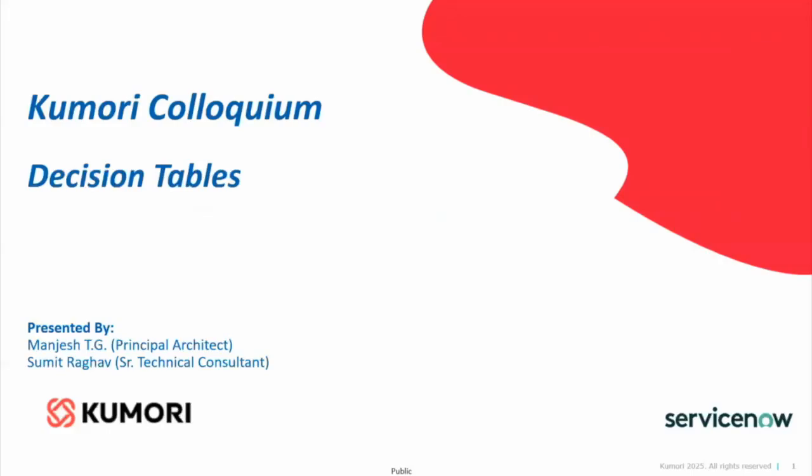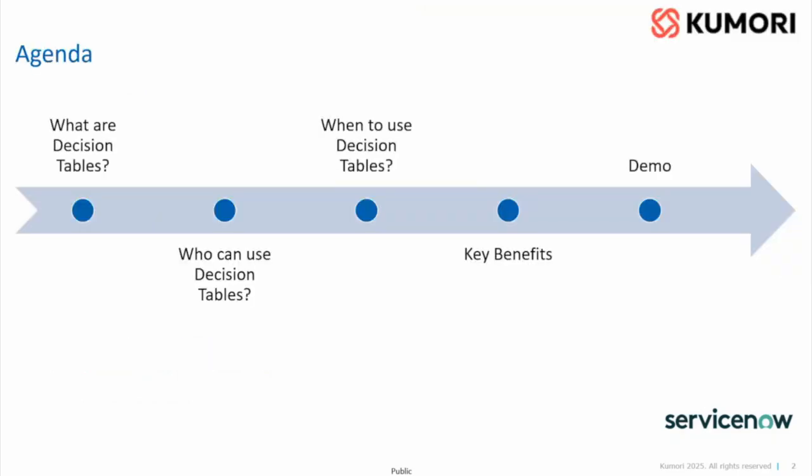Skip that. So today's topic is basically decision tables. The session is driven by 5 key points. We are going to explain what decision tables are, who can use them, when to use them, what their key benefits are, and at last we are going to cover an extensive demo regarding decision tables, their use cases, and how we can use them in different ways within ServiceNow.